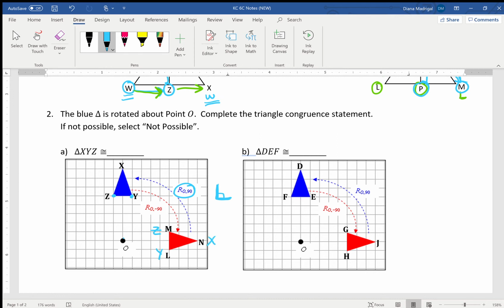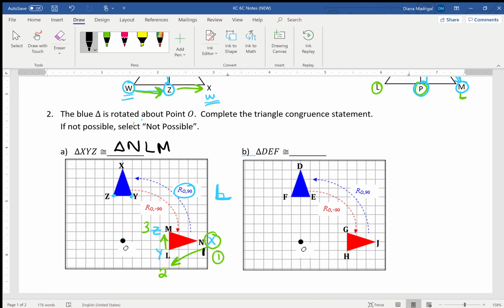Once you figure out which letter belongs to the new letters, then you can read the statement. The statement says that you go from triangle X, Y, Z. Okay, this is the first one, this is the second one, this is the third. That means that instead of using X, Y, Z, now we're using the new letters N, L, and M. So my answer is triangle N, because that's where it starts, then goes to L, then to M. So triangle N, L, M is the same as triangle X, Y, Z.